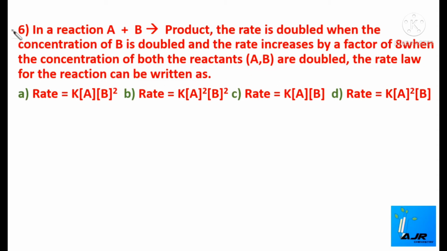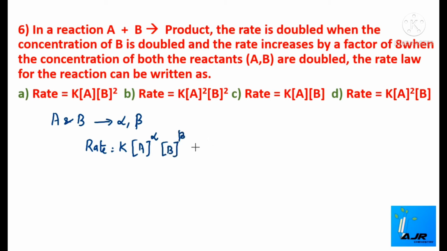Let us consider that the order with respect to A and B is alpha and beta respectively. If this is the case, we can write the rate of the reaction first in general. Rate is equal to K into concentration of A to the power alpha and concentration of B to the power beta. Let this equation be equation number 1.